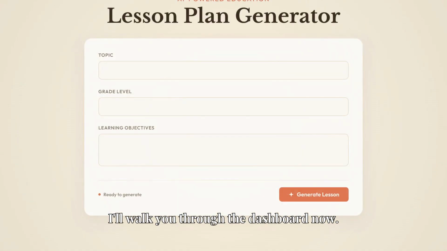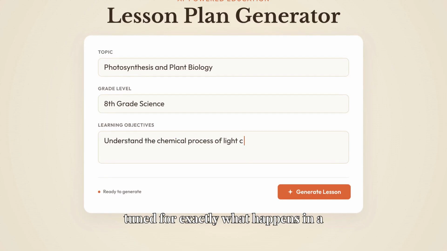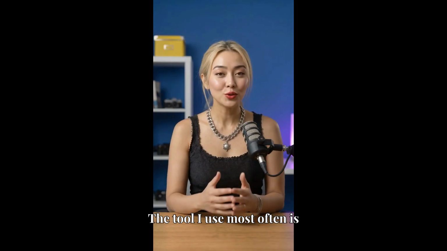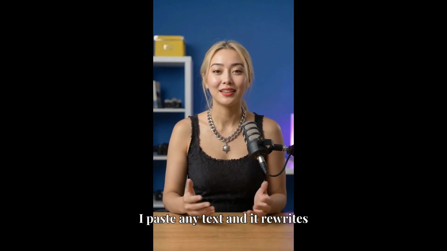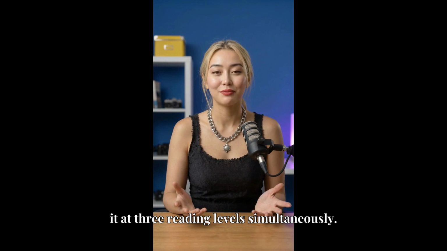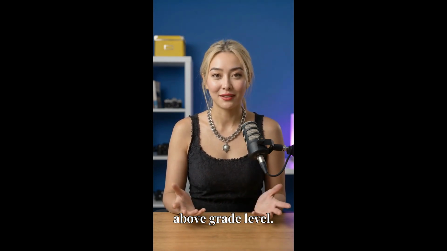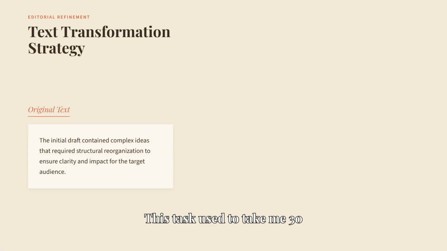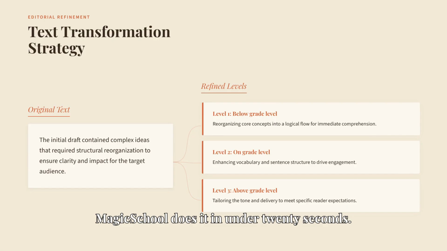I'll walk you through the dashboard now. You can see how every tool is tuned for exactly what happens in a classroom. The tool I use most often is the differentiator. I paste any text and it rewrites it at 3 reading levels simultaneously: below grade level, on grade level, and above grade level. This task used to take me 30 to 45 minutes to do manually. MagicSchool does it in under 20 seconds.